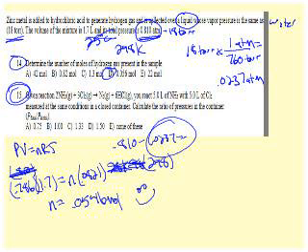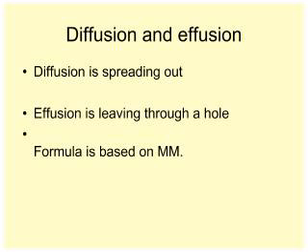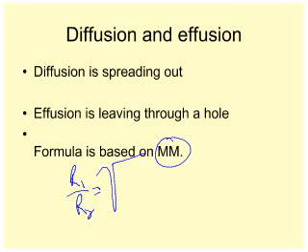15 we're going to do in class. It's quite nasty and long. Diffusion and effusion. Diffusion is spreading out. Effusion is leaving through a hole. The formula is based on molar mass, and the formula is rate 1 over rate 2 equals the square root of molar mass 2 over molar mass 1.